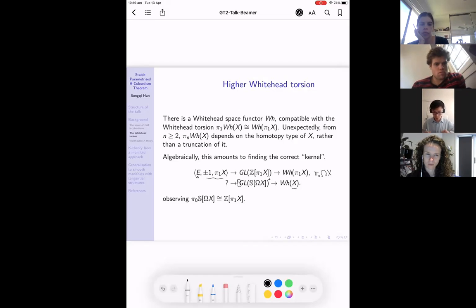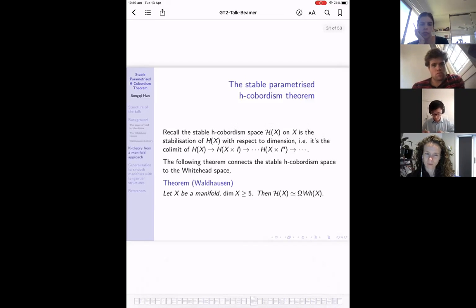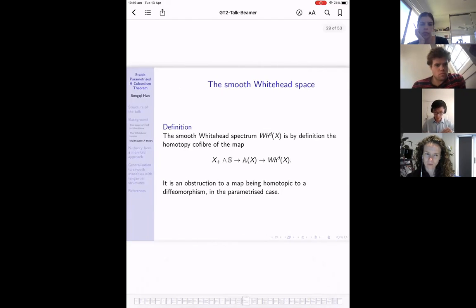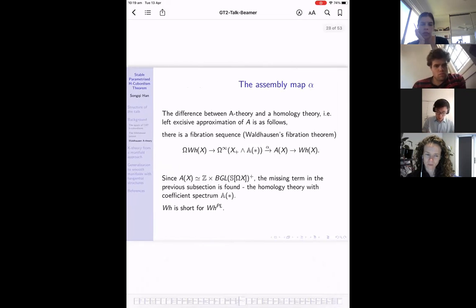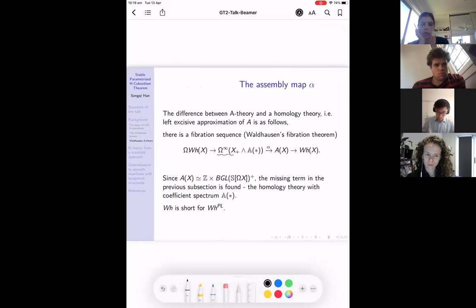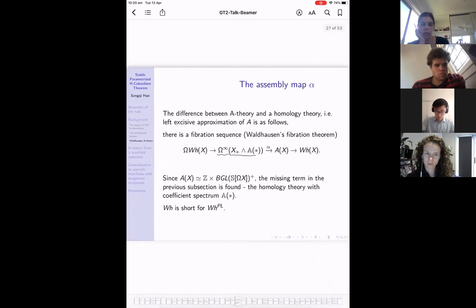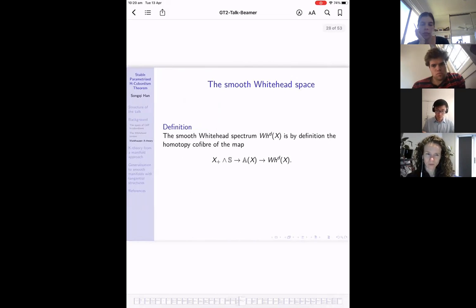So the missing term would be this homology theory with coefficient spectrum dA of a point. And here, WH is short for the PL Whitehead space. And then we are going to look at Whitehead space in some other settings, namely the smooth setting.